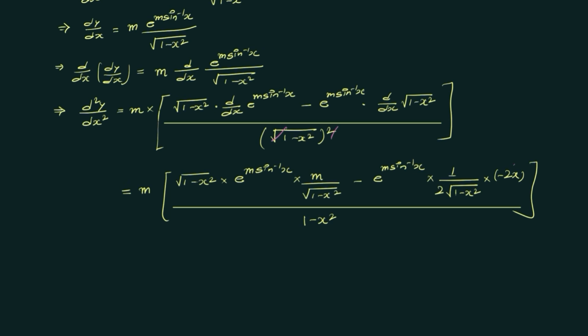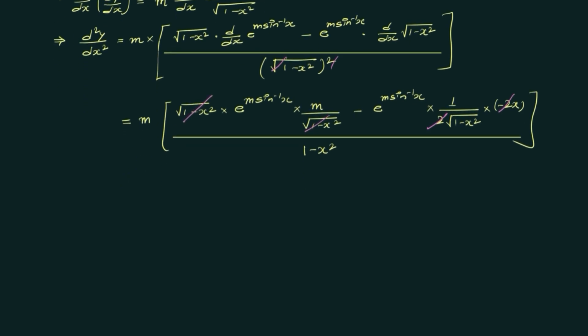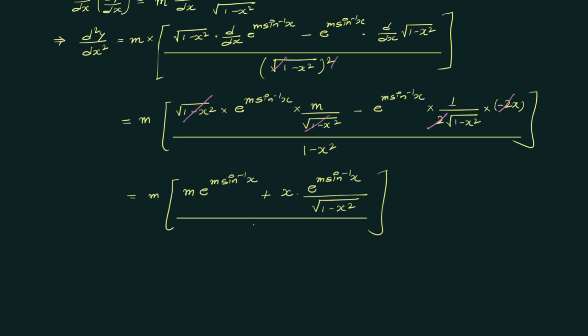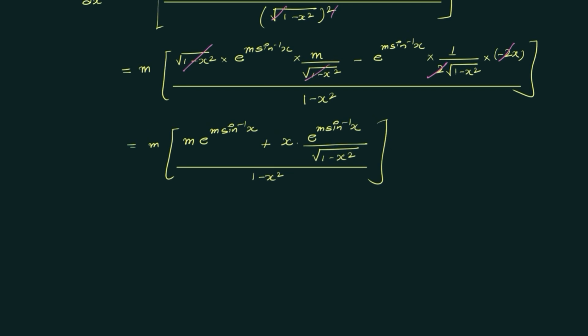So here you can see this 2 and 2 get cancelled, and root over 1 minus x square, root over 1 minus x square get cancelled. So we will have m into m e to the power m sine inverse of x, minus, and minus minus get plus, x into e to the power m sine inverse of x divided by root over 1 minus x square, whole divided by 1 minus x square.